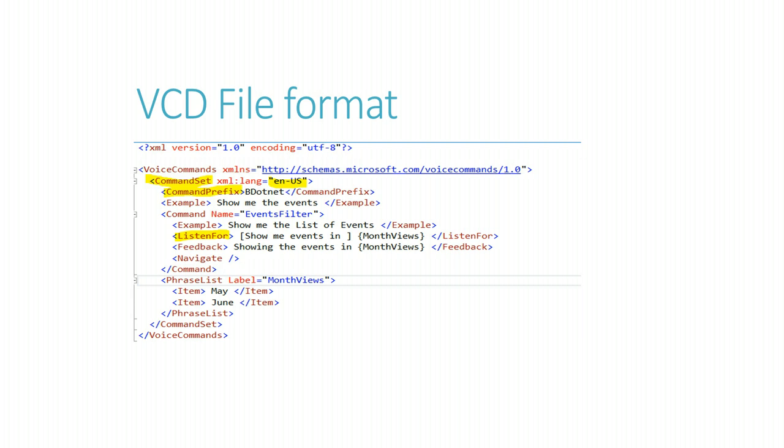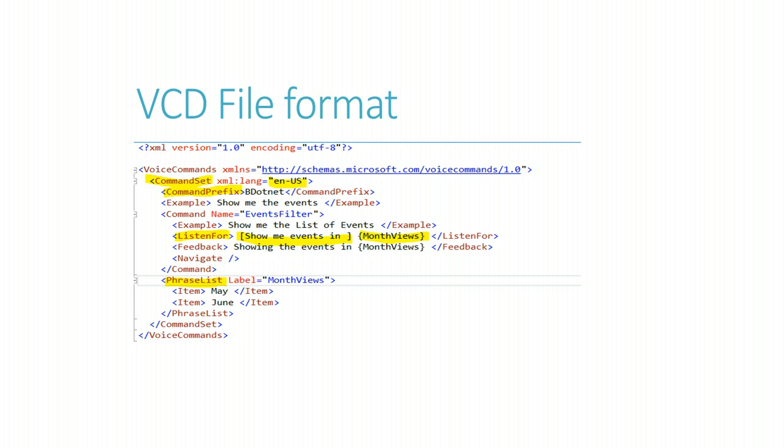And then we have phrase list. The listen for element also includes a phrase list. This can be a potential word within a phrase. For example, I have a listen for text, show me events in, and month views is nothing but a phrase list. I can say show me events in May. Then I can say show me events in June. Similarly, I can specify show me events in whatever the data that is available in the phrase list.